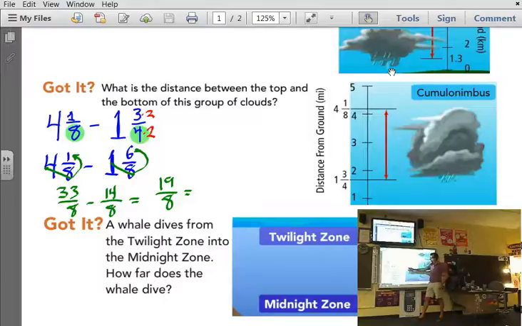Ella? 2 and 3/8, because the 2 gets rid of 16 of the eighths. We have 3 left over.